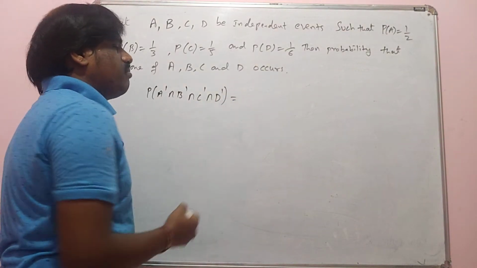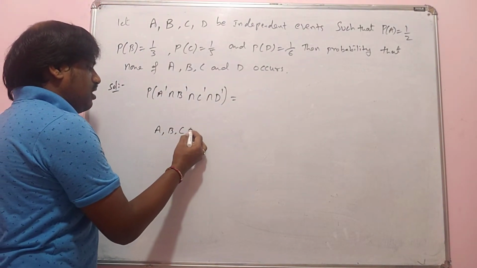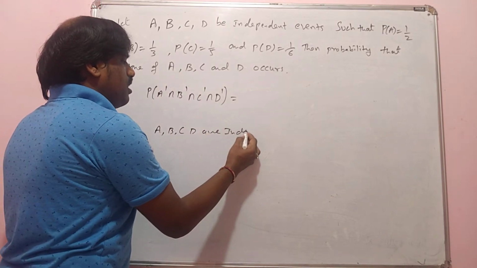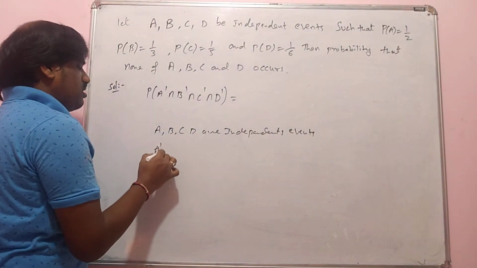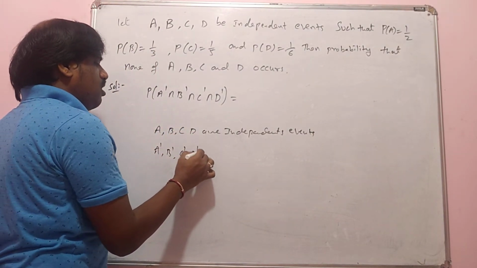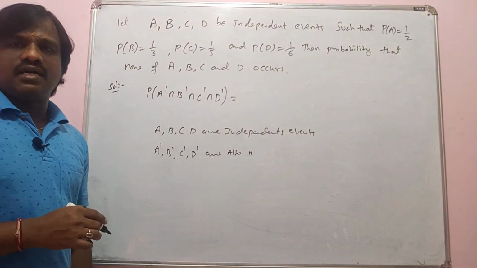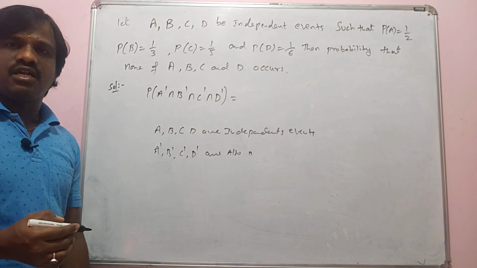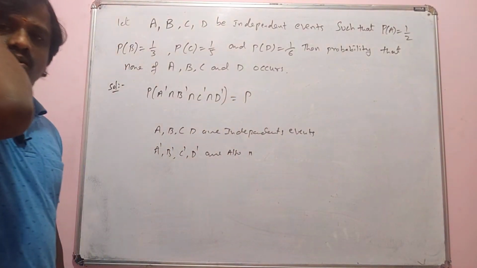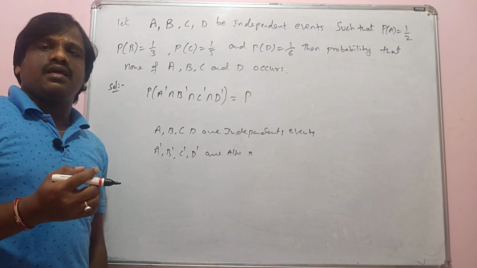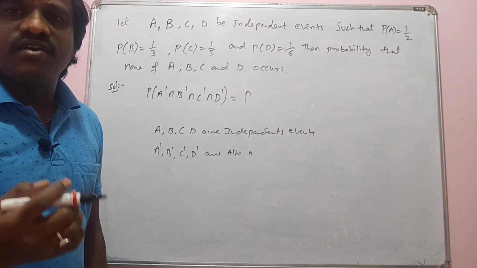If A, B, C, D are independent events, then I can say that A dash, B dash, C dash, D dash are also independent events. So none of them occurs here, and A dash, B dash, C dash, D dash are also independent events. As per the independence rule, probability of A intersection B is equal to probability of A into probability of B.